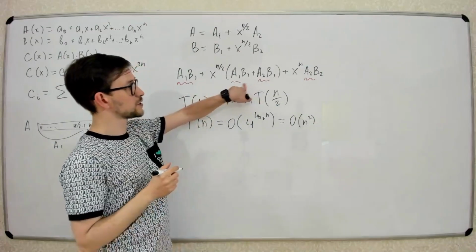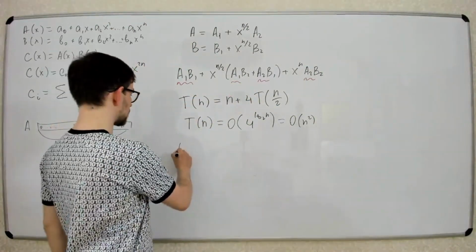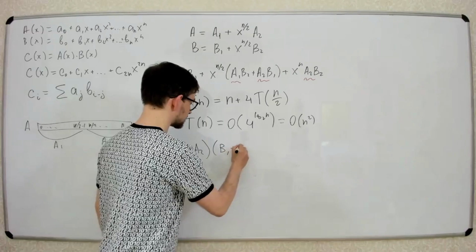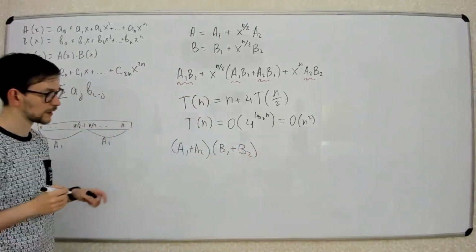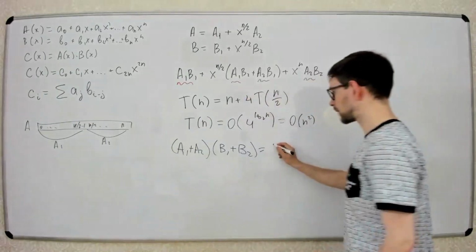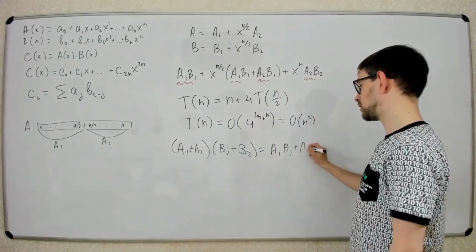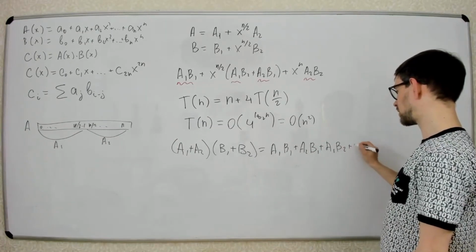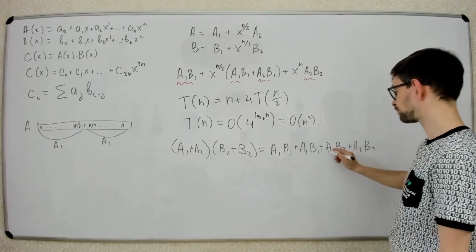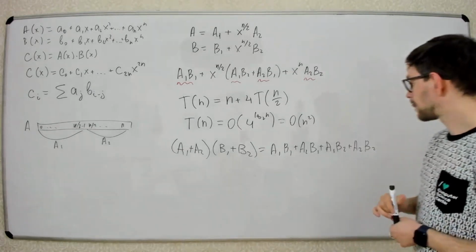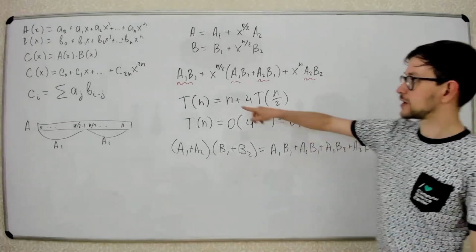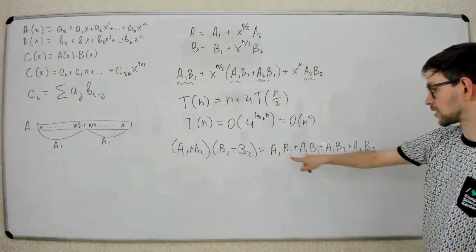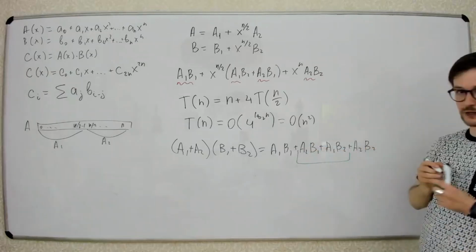Instead of calculating these two products separately, we will calculate the product of A1 plus A2 multiplied by B1 plus B2. If we calculate this product, we will have A1 B1 plus A2 B1 plus A1 B2 plus A2 B2. Now, from this product, we can subtract A1 B1 and A2 B2, and if we subtract these, we will have exactly the sum we need.